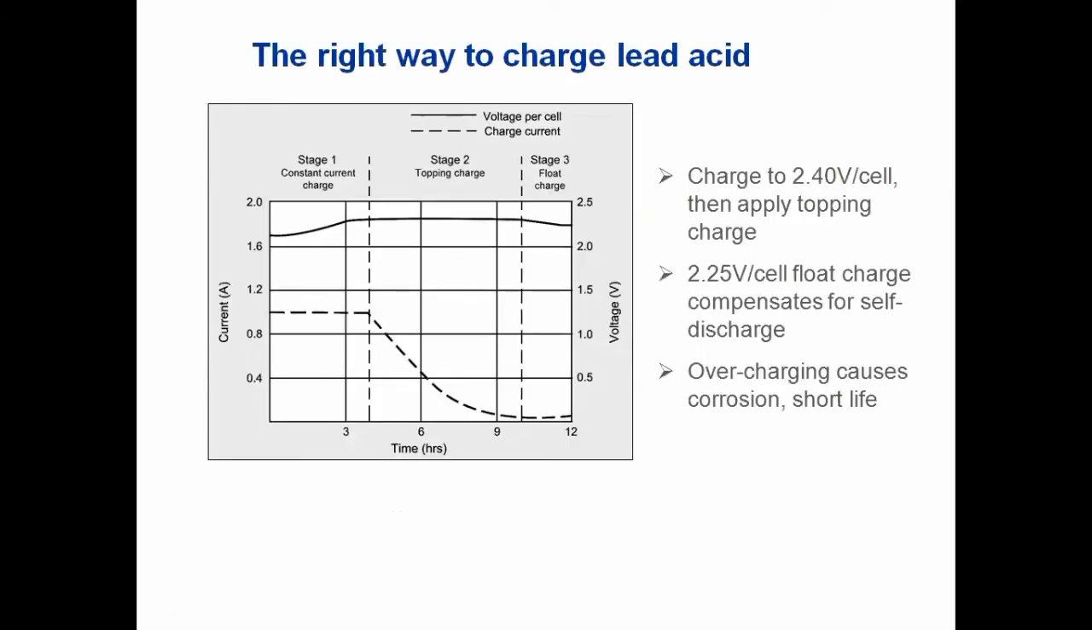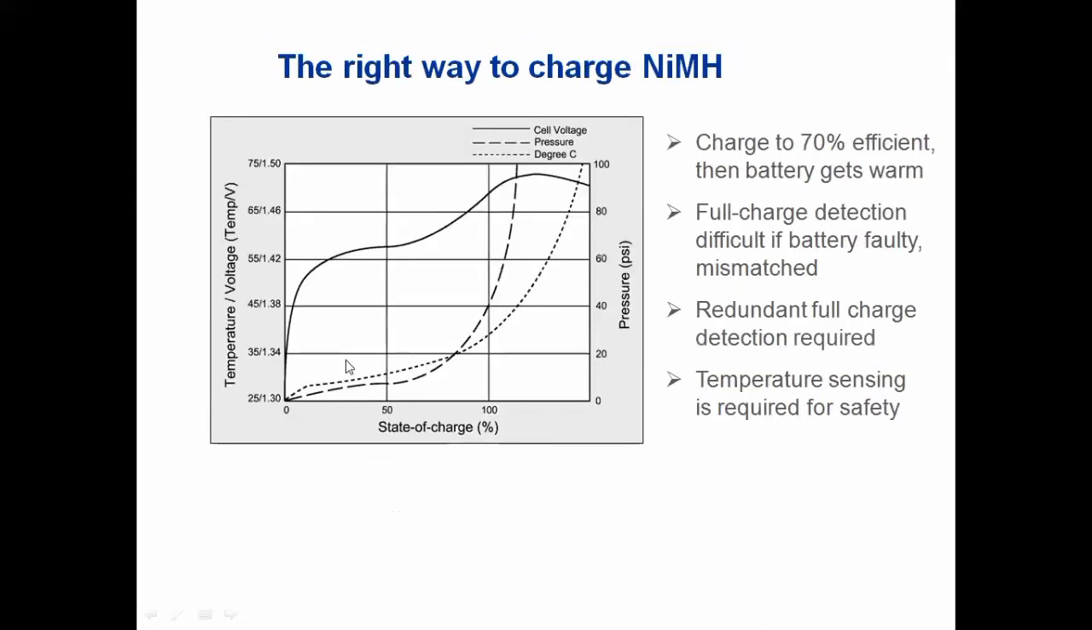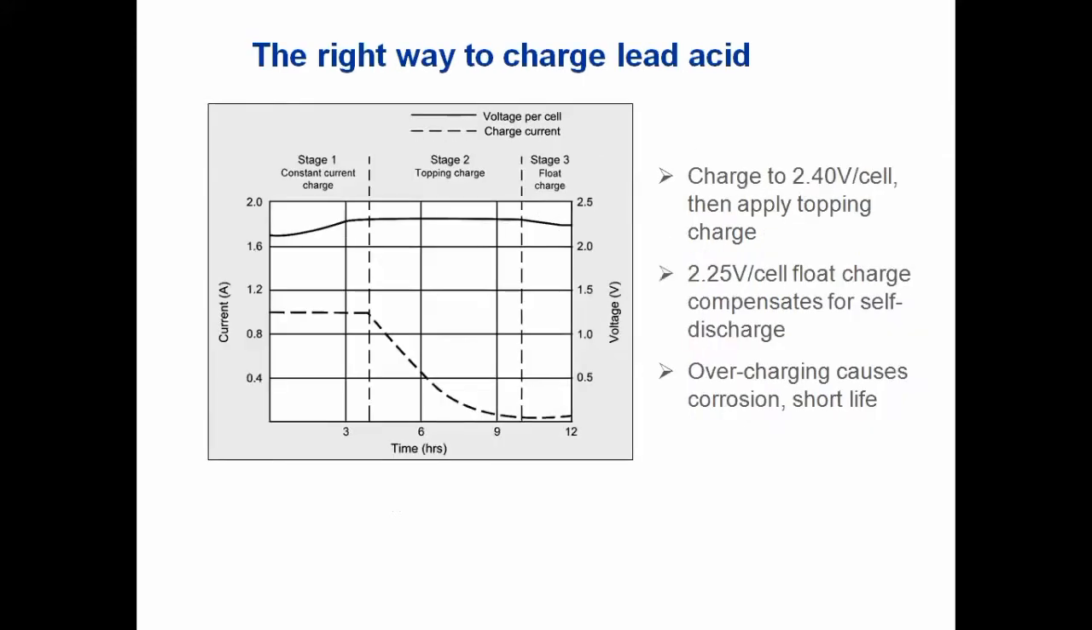The right way to charge lead acid batteries. So what is the right way? Take a graph of current versus time, the current taken by the batteries with respect to time. Here the dotted line shows the charge current, how it varies with respect to time. The continuous lines represent the voltage per cell, how it varies with respect to time. So what will be the best performance of current and voltage with respect to time?